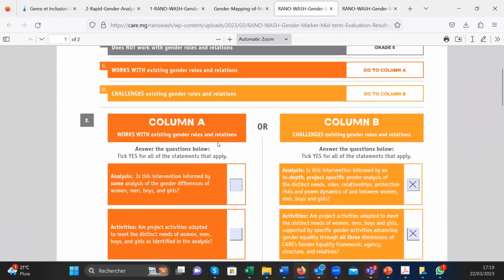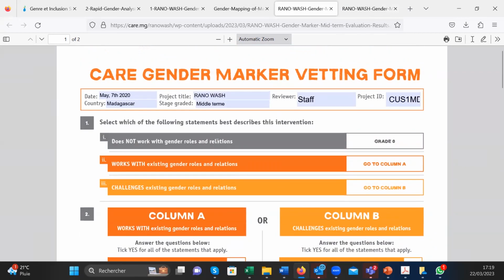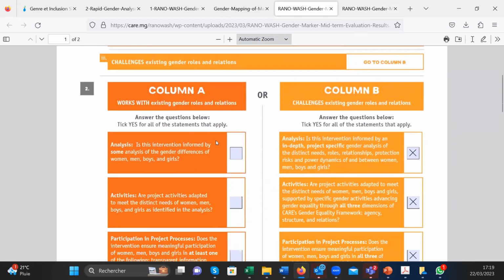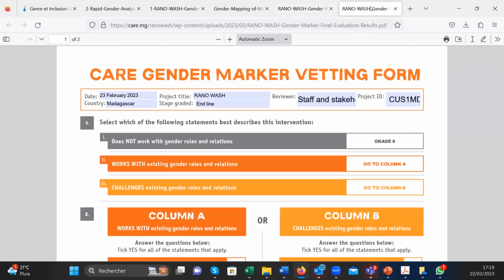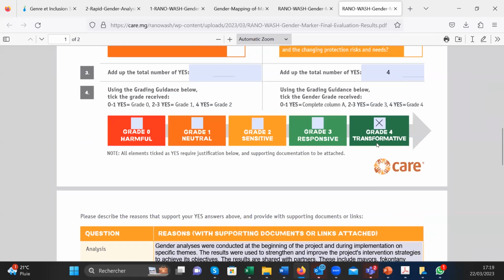So the gender marker is used by the different entities, and you can see through these notes where the project is halfway. The Ranwash was classified as responsive, and at the final evaluation it was classified transformative.